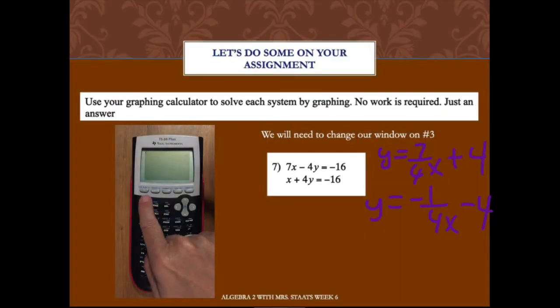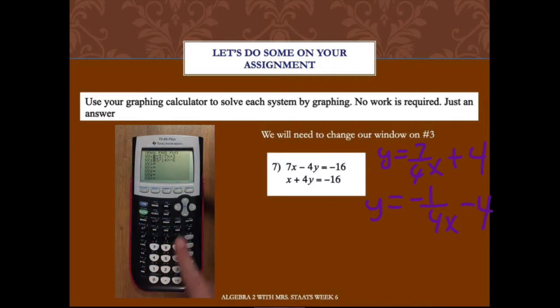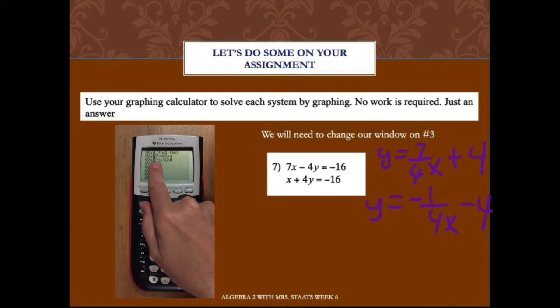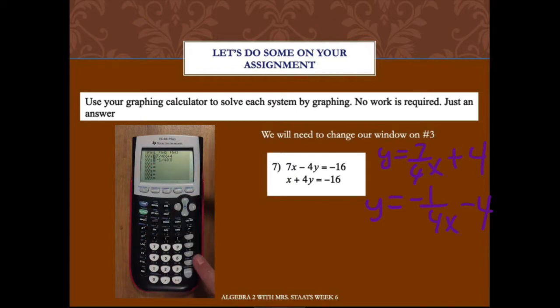All right, I'm going to get into that y equals again. I'm going to clear out what I have there. We're going to put in our 7 over 4 x plus 4. Then we're going to put in our negative 1 over 4x minus, notice I'm using the subtract, not the negative. I used the negative initially up there on that negative. Minus 4. Let's graph it.